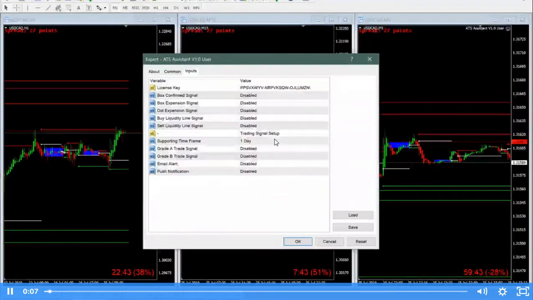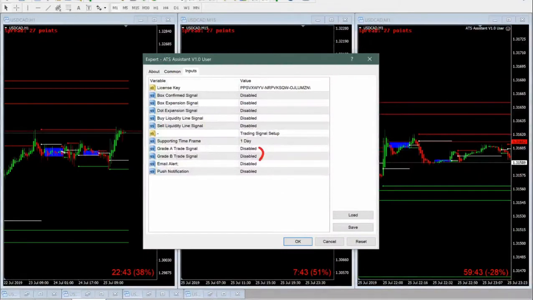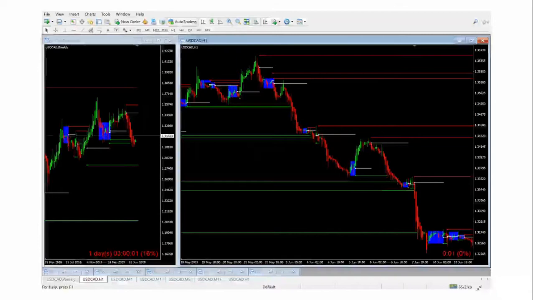Okay, so in this video, we're going to be talking about the grade A and the grade B trade setups and what those mean. The first thing we're going to talk about is the supporting time frame setup on the parameters box. You'll notice there's a window in there where you can set your supporting time frame. And in our methodology, we always go off of a minimum of 2 time frames.